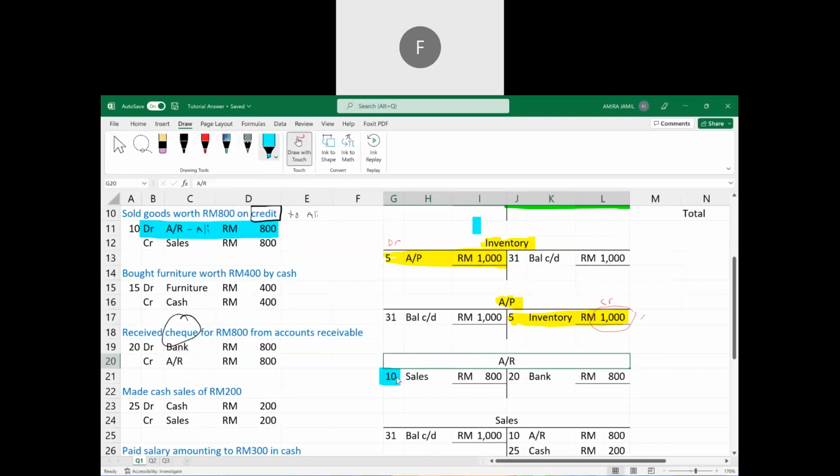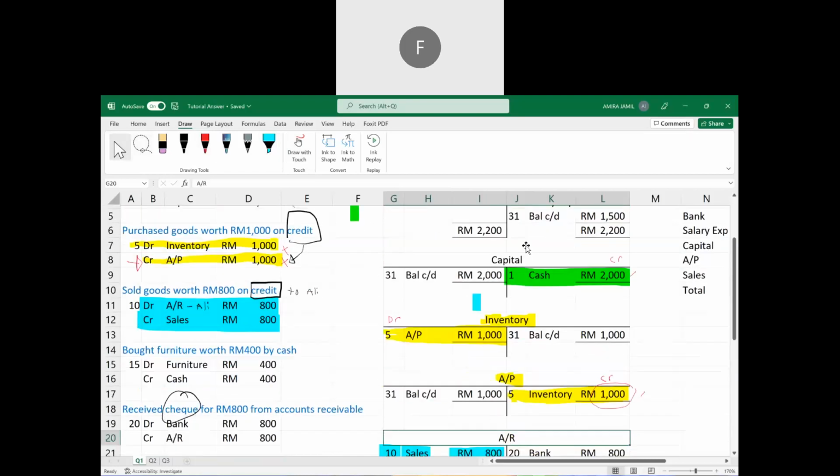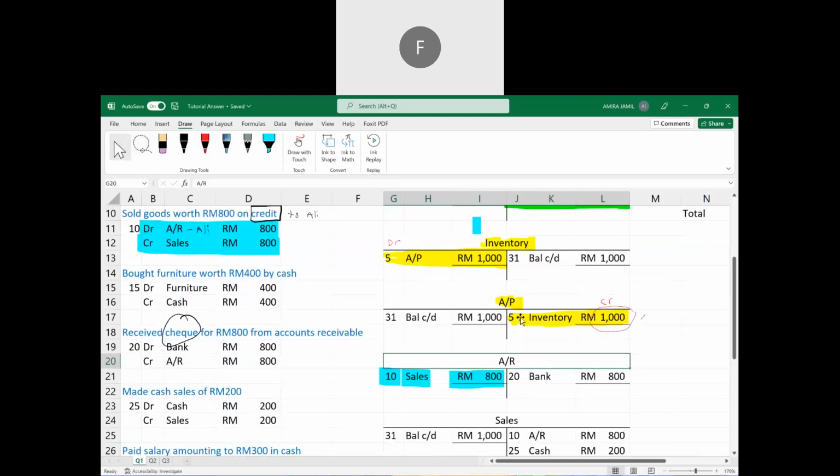So, kita kena record 10 hari bulan. And then sale, debit side 800. And then kita buka pula account sale. Okay, sebab kita belum ada account sale. Here. Okay, we just have cash, capital, inventory, account payable. So, we have to open a sales account. Okay, here sales account. Credit 10 hari bulan sini. Credit account receivable 800.